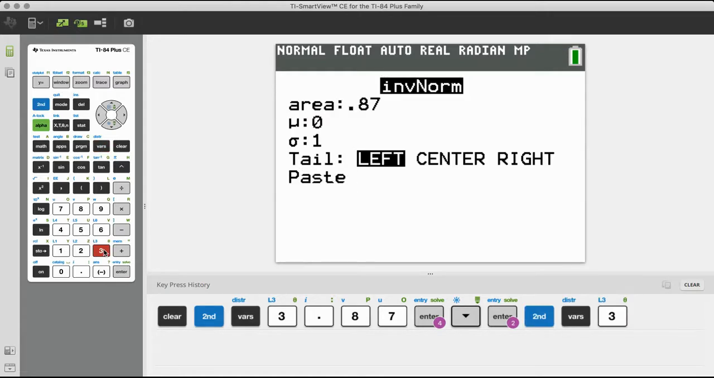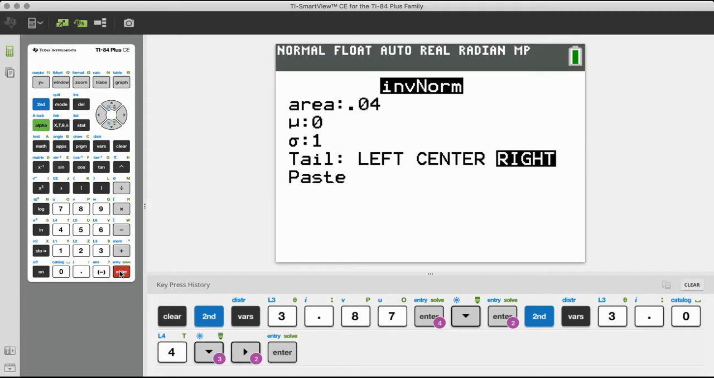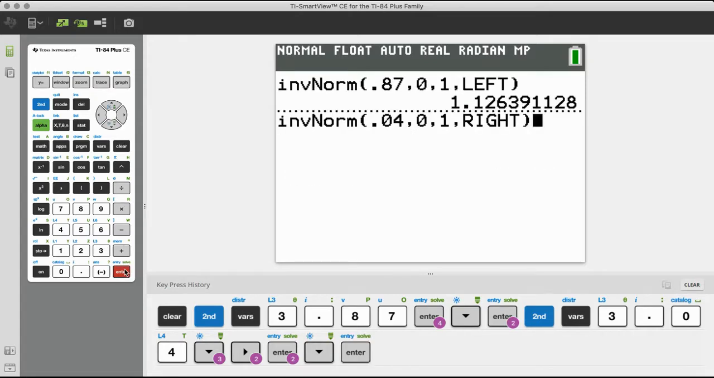Now for the next one, let me hit second bars, number 3. Again, number 3 is when you're trying to find the A value underneath. I know the area there is 0.04. And the difference here is that the tail is not pointing to the left. The tail is pointing to the right. So make sure that right is highlighted. Go down there to paste, and I get a value of 1.751.